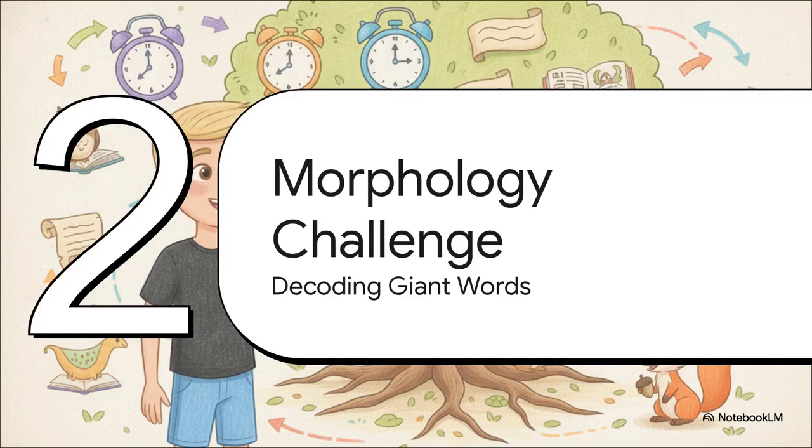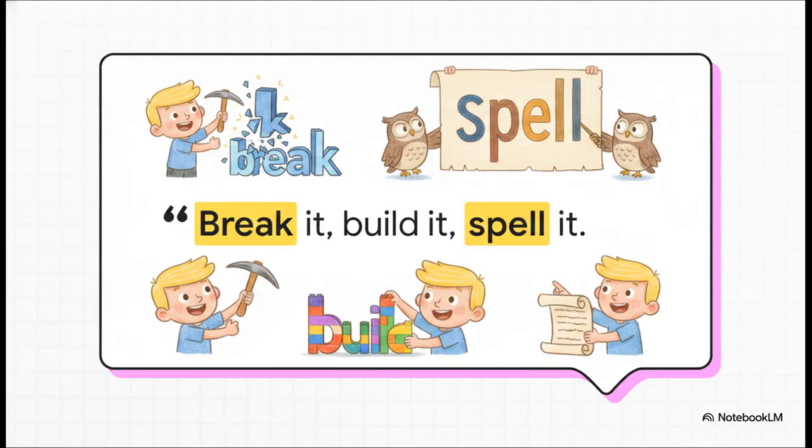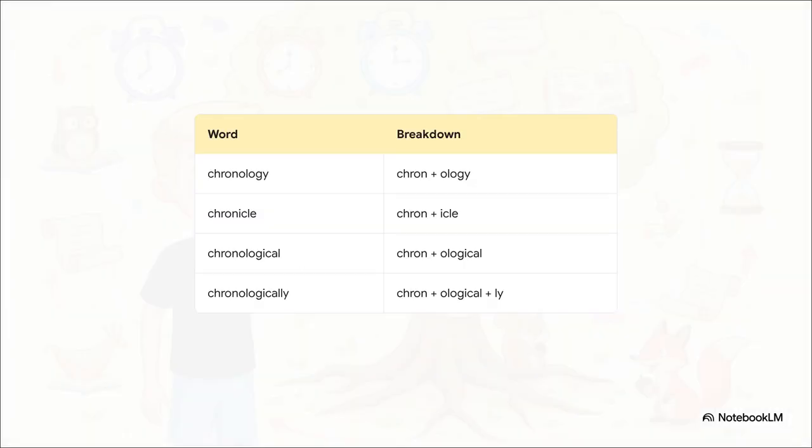All right, section 3, the morphology puzzle challenge. Let's decode some giant words. Our motto here is pretty simple. Break it, build it, spell it. Whenever you're facing a massive, intimidating vocabulary puzzle, just remember that. We're basically going to treat these giant words like Lego bricks. Let's connect the pieces and see how these are built.